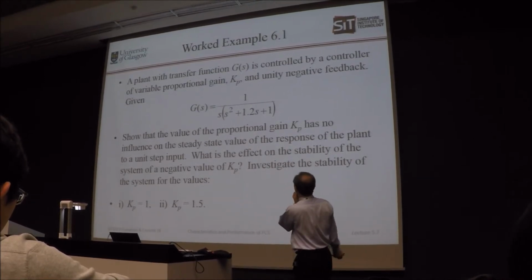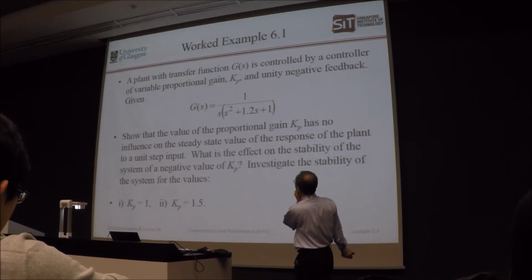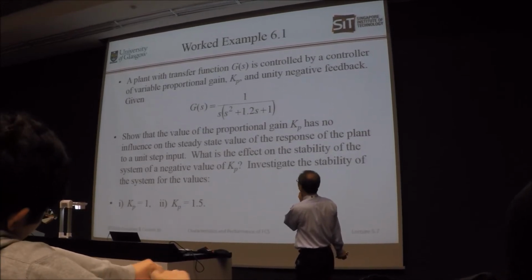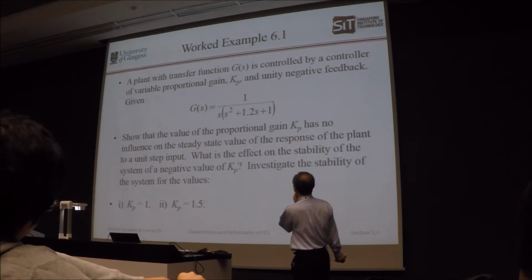You have a plant with a transfer function G(s) controlled by a controller of variable proportional gain Kp and unity negative feedback.